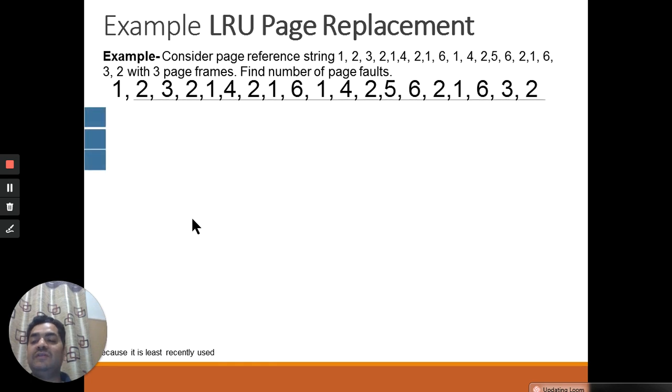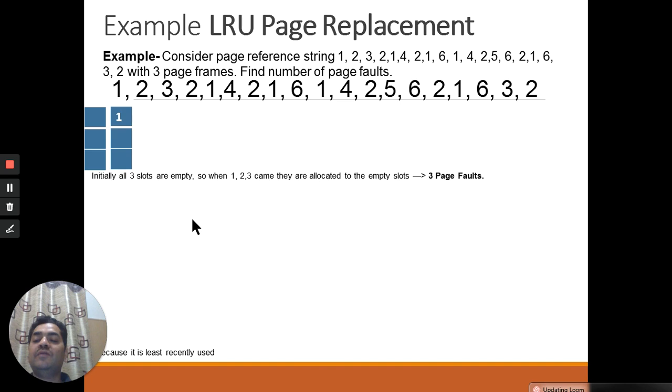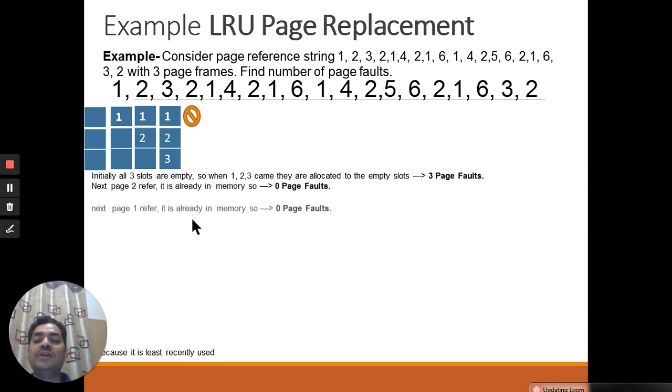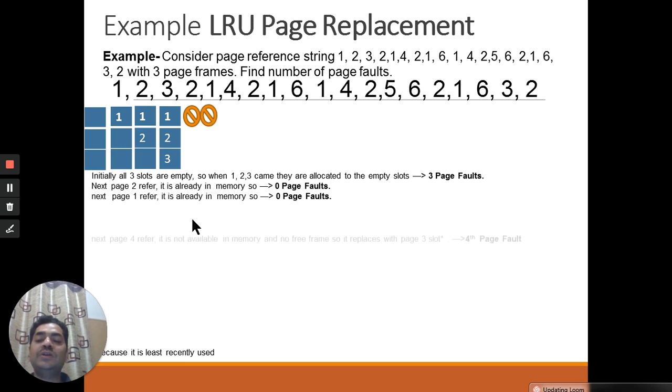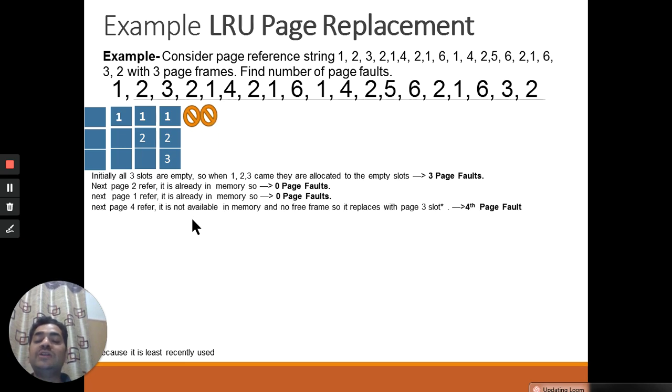Initially 3 frames are there, they are empty. So 3 page faults occur for 1, for 2 and for 3 because they are empty, so there is no need to replace a page. 2 is already in the memory, so no page fault. 1 is already in the memory, so no page fault. 4 is not in the memory, so we replace: 1 is used recently, 2 is used recently. So which frame is not used recently? That is 3. So 3 is replaced with 4.